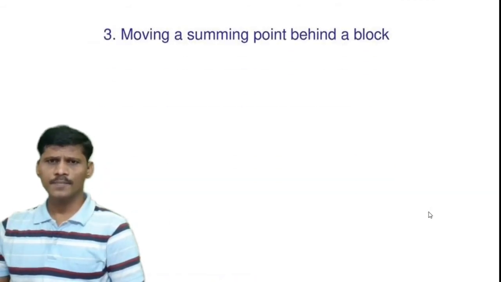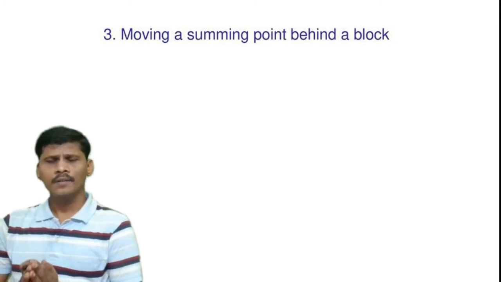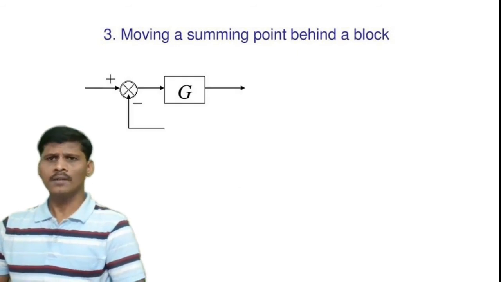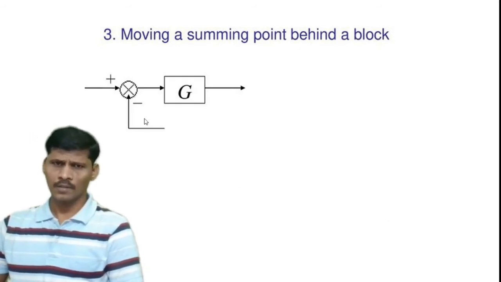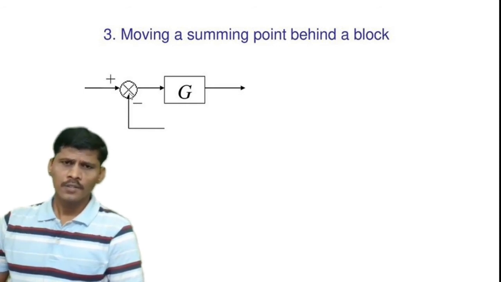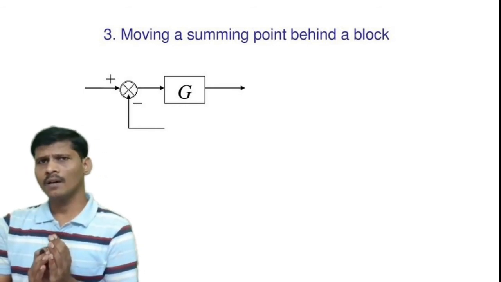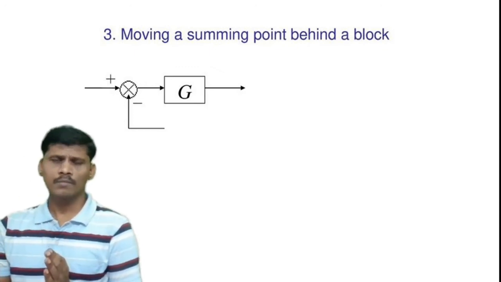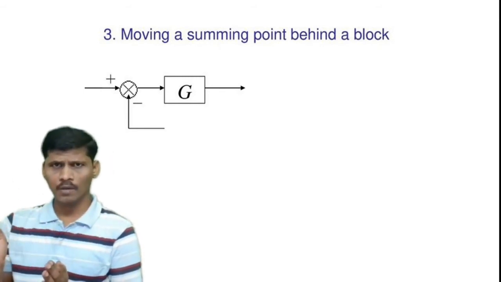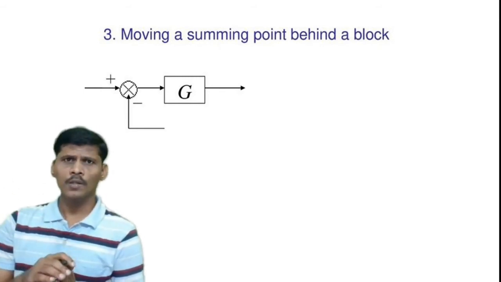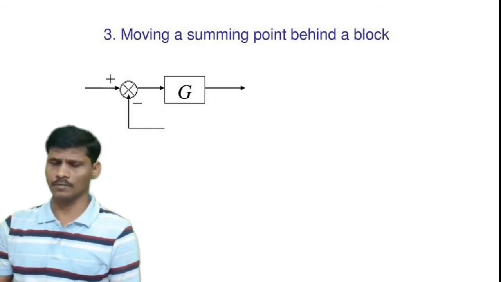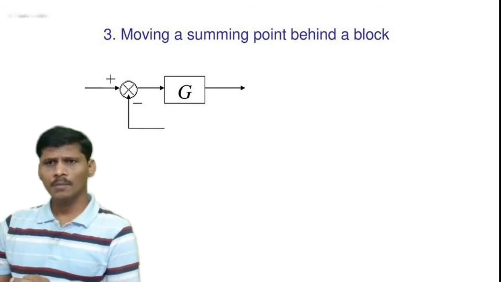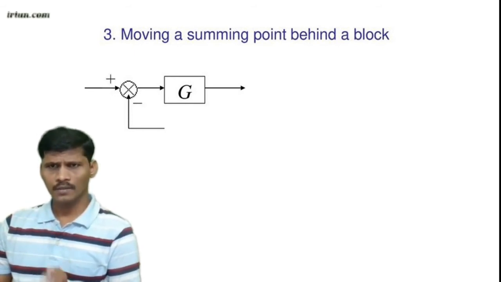And the third rule is moving a summing point after the block or ahead of the block. And this is the summing point. Moving a summing point or branch point away from the block, after the block or before the block, we can consider another additional block. Now here the rule is moving a summing point behind the block, moving a summing point after the block.